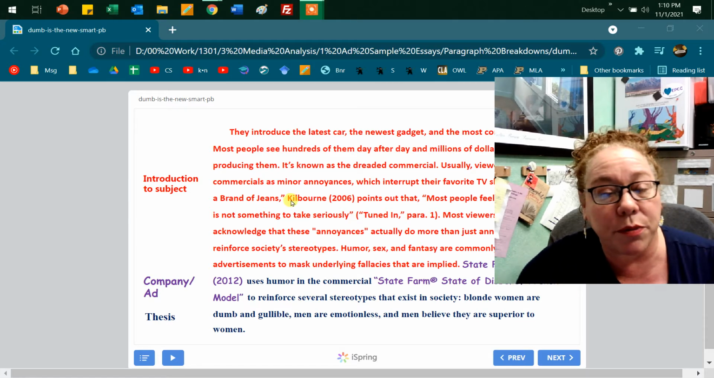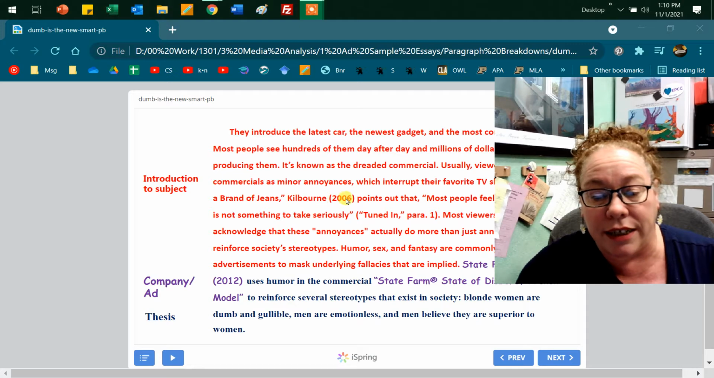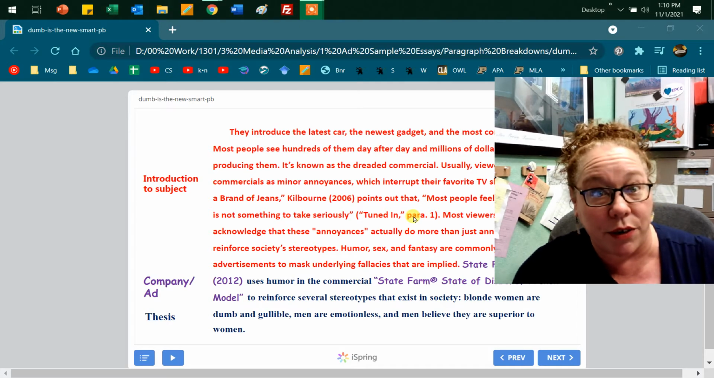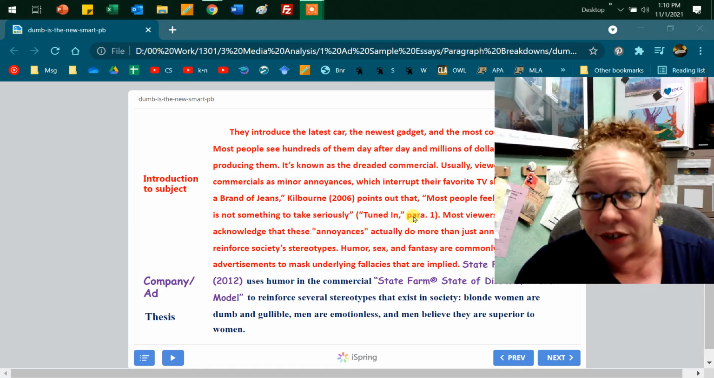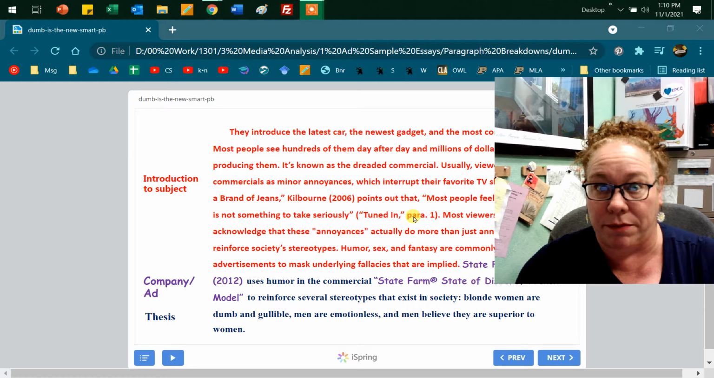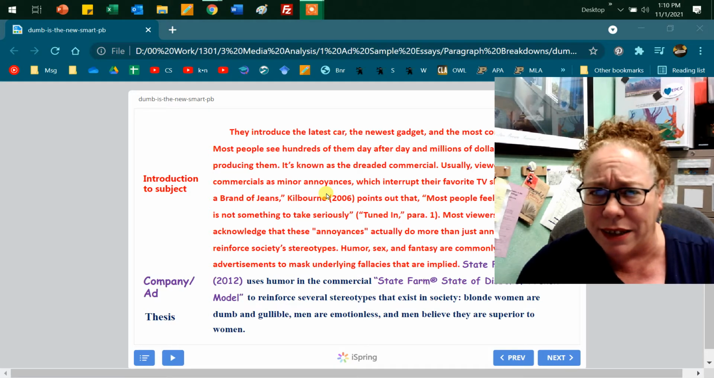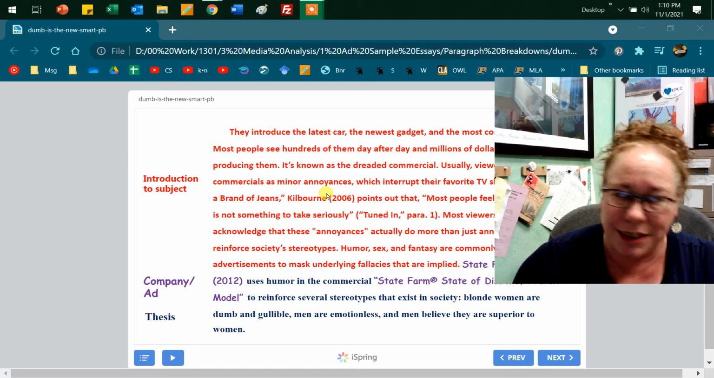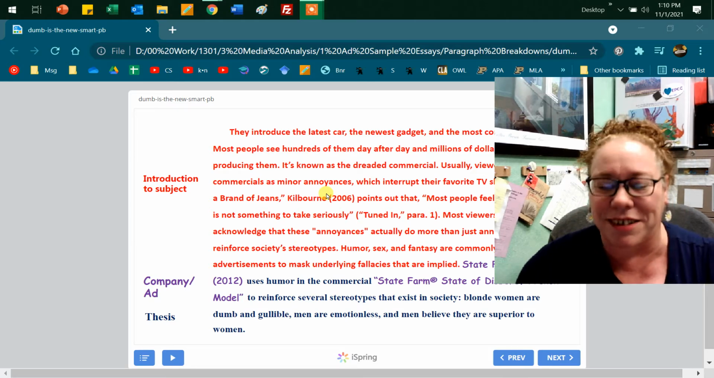You'll also notice when I read it, I didn't read "Kilborn 2006 points out" and the citations. You've got to have those in, but you need to read your sentences without those because they need to make sense without them. Okay? If it's in parentheses, you should be able to take it out and read the sentence fine. If you take it out and your sentence doesn't make sense, then you're missing stuff, right? So get that stuff in there.